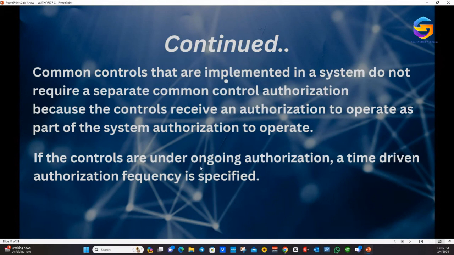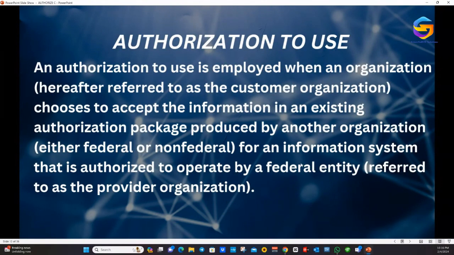This is very key, which we shall look at in our subsequent videos. But just to touch on that, ongoing authorization is a type of authorization. We shall look at that. Now, let's look at another aspect, and this is very important: authorization to use.